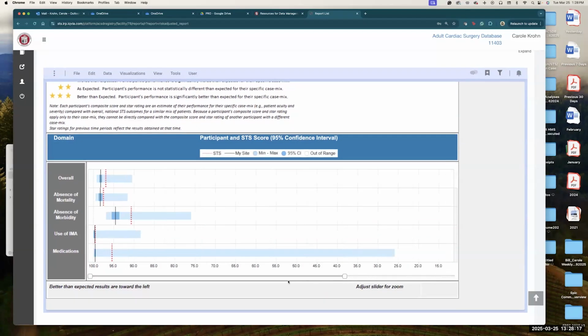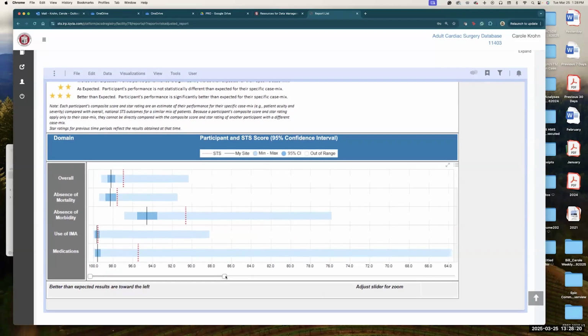So the light blue is the STS. This is the STS min max range, so the highest scores and the lowest scores. For absence of morbidity, we'll just look at this one for the site. The site's 95% confidence interval is graphically represented here with this darker blue line. The site score, we're making a statistical assumption that this is the site score, 94.57. And then the red dotted line is the STS's score.